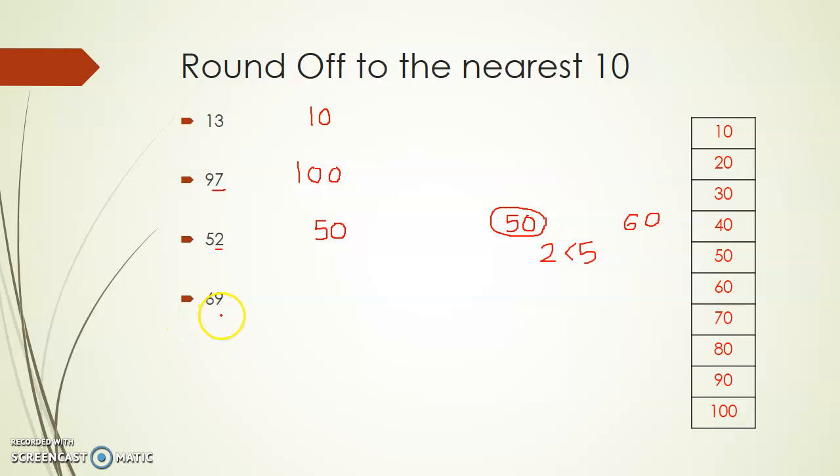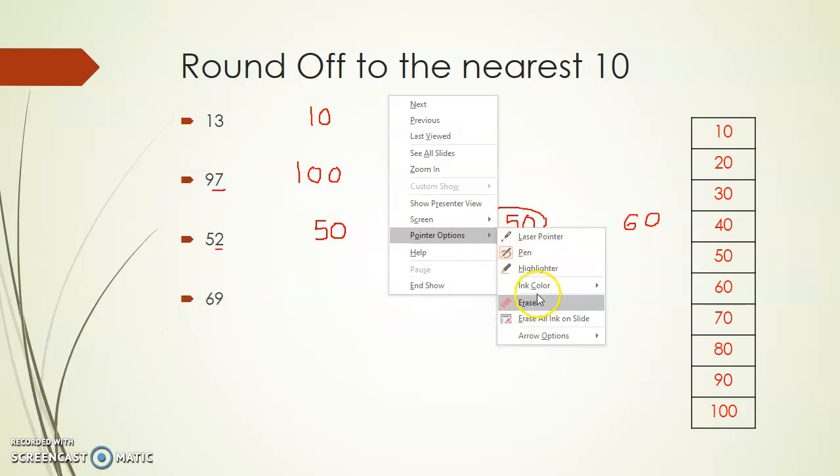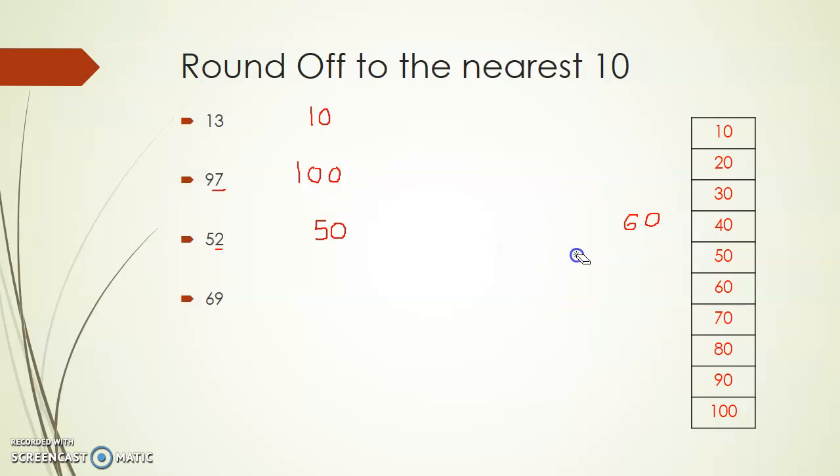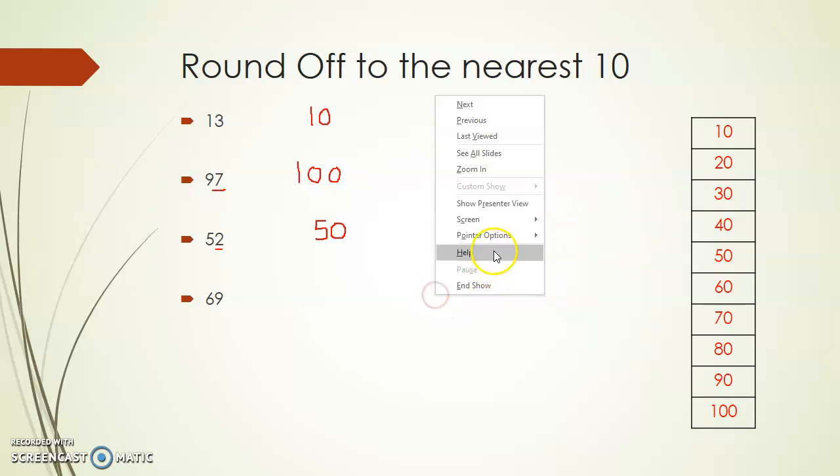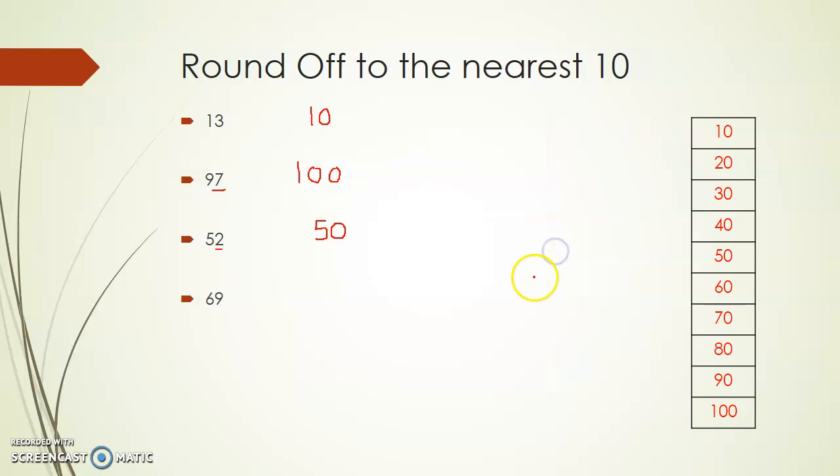Now 69. 69 comes between 60 and 70. Look for the digit in the ones place. What is the digit in the ones place? It is 9. 9 is greater than 5. Greater than 5 means the upper limit. So this is rounded off to 70.